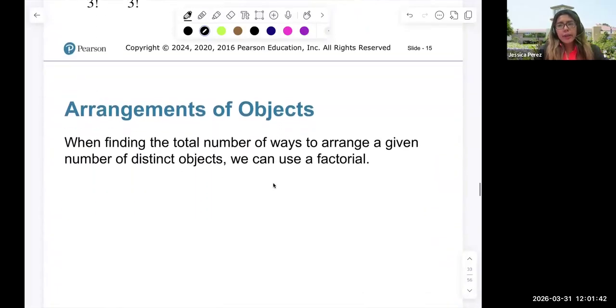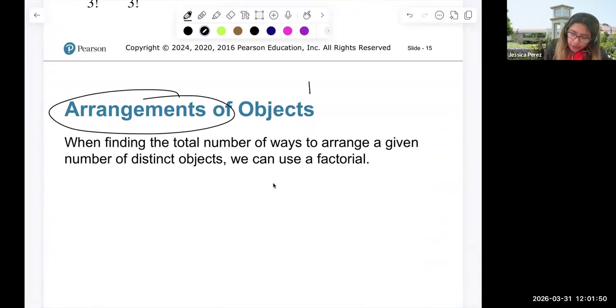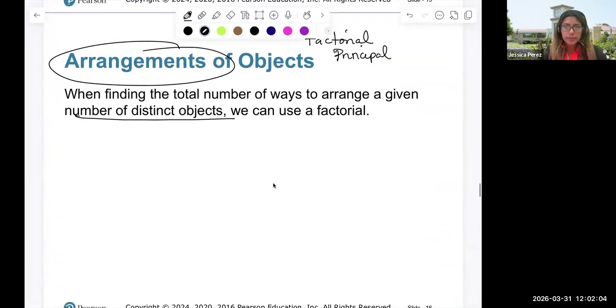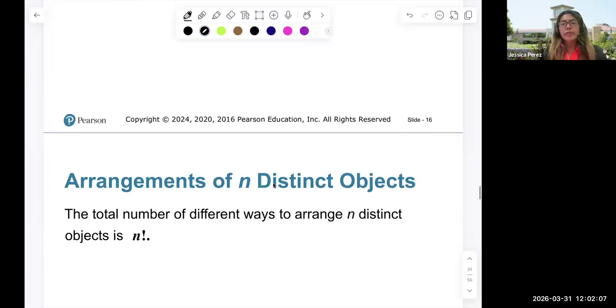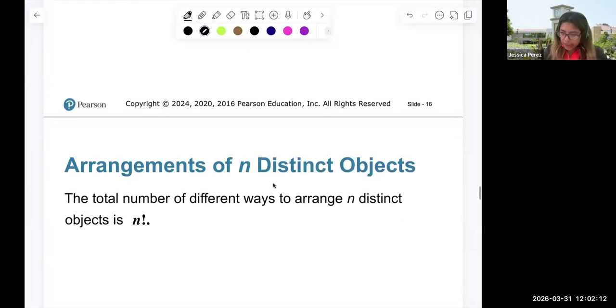Now let's talk about the arrangements of objects. When we're finding the total number of ways to arrange objects, we're going to look at this factorial principle. The factorial principle looks at the different ways we can arrange a number of different, or distinct, objects. The total number of different ways to arrange n objects is n factorial. So if it says arrange n items, then you take the factorial of that many items.